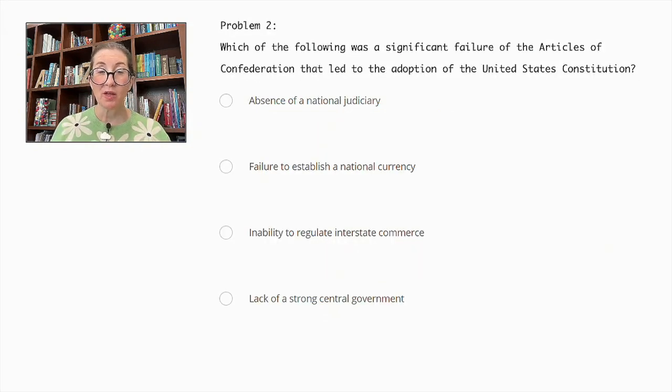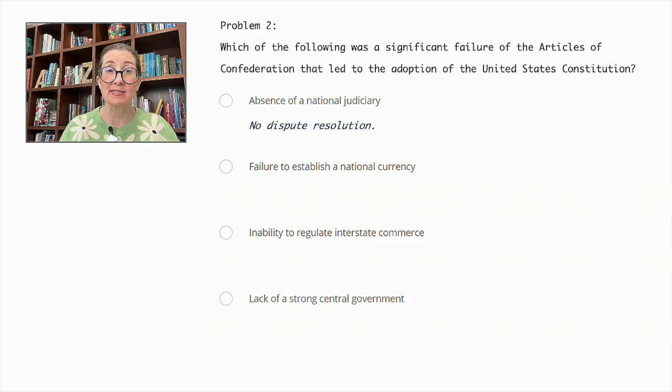Problem number 2. Which of the following was a significant failure of the Articles of Confederation that led to the adoption of the United States Constitution? Absence of a national judiciary. Failure to establish a national currency. Inability to regulate interstate commerce, or a lack of a strong central government. The absence of a national judiciary meant there was no mechanism to resolve disputes between states or interpret laws consistently. So we can cross that out.